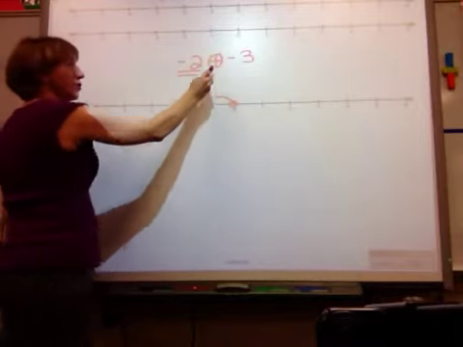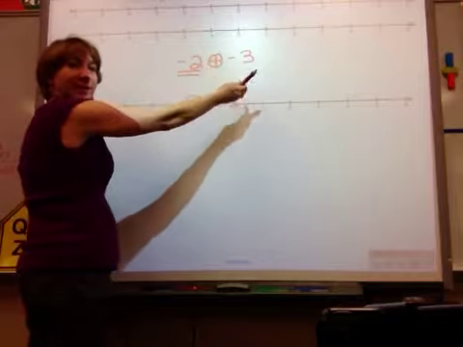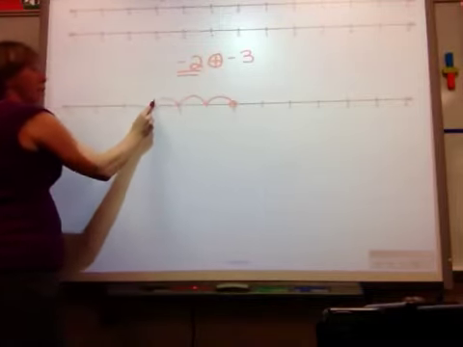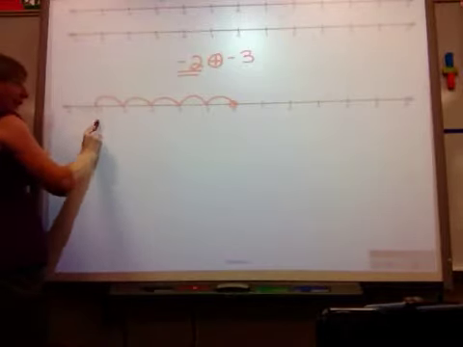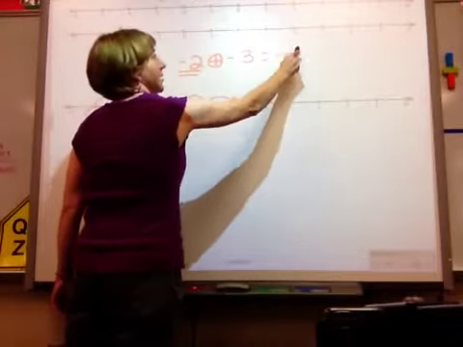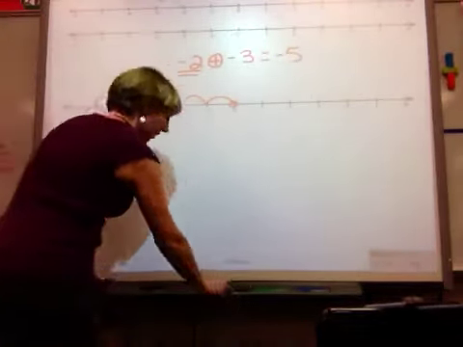Then the plus means, and I'm going to move again. So from negative 2, I'm going to move again left. Negative 3 means in the left direction. So I'm going to move left 3. 1, 2, 3. I end up at negative 5. So the answer to negative 2 plus negative 3 must be negative 5. Let's take a look at another example.